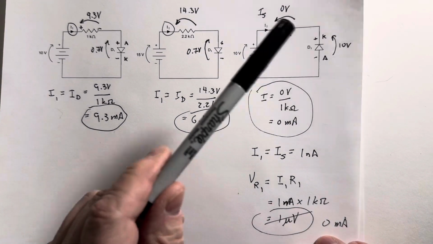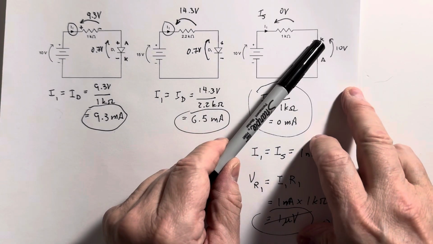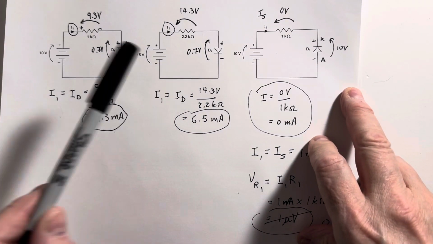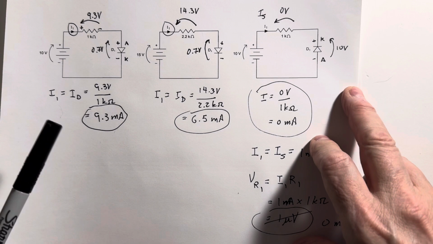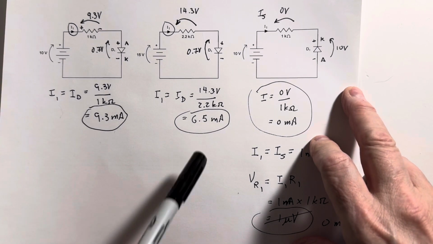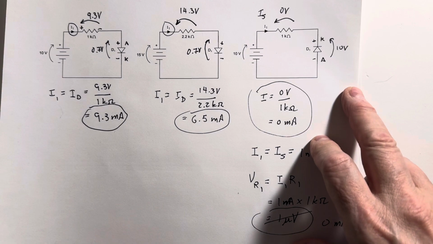So a reverse bias diode acts like an open circuit. We've got 0 current flow. These two, we've done the analysis. We could build them, and we'd find out the actual current is very, very close to the predicted value. And there you go.